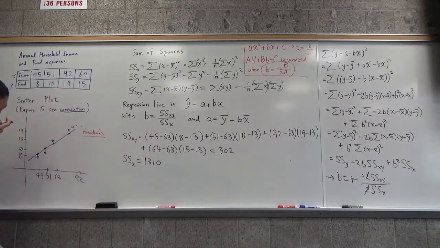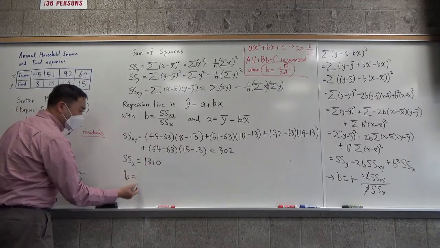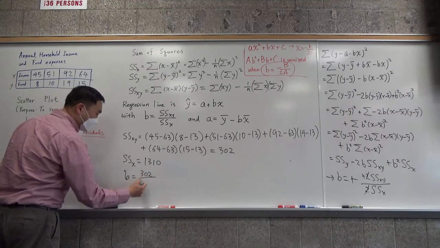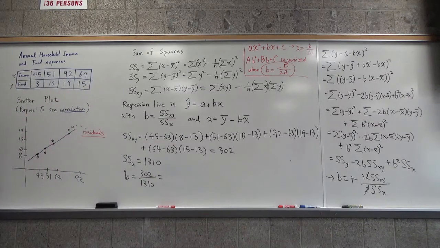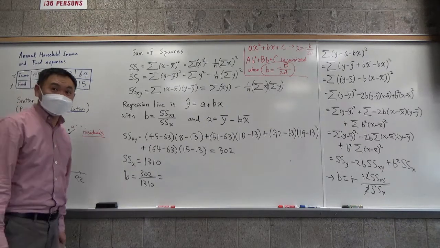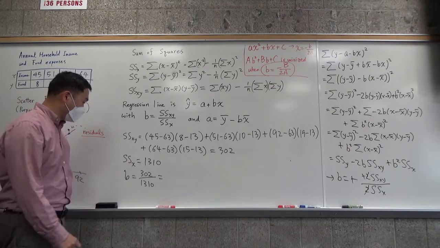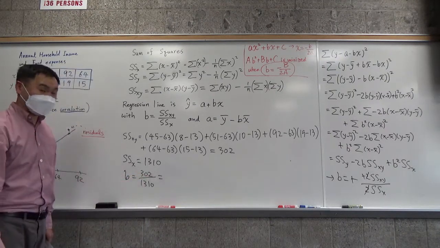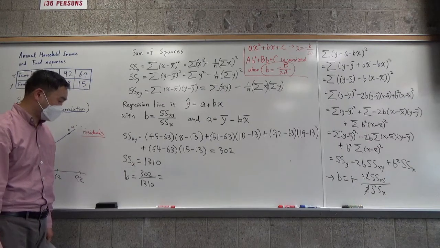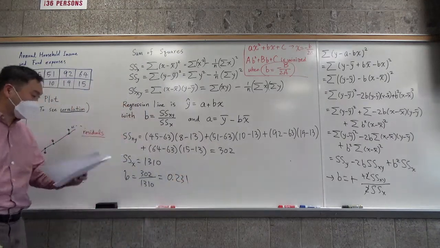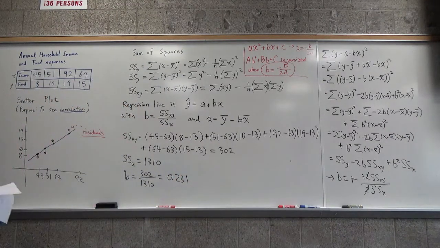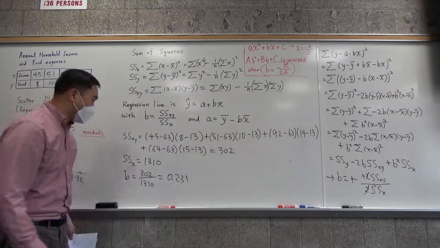So, what's b? 302 minus 1310, right? What would you get? 302 minus 1310. Minus or divide? You divide, yeah. 302 divided by 1310. 0.231.